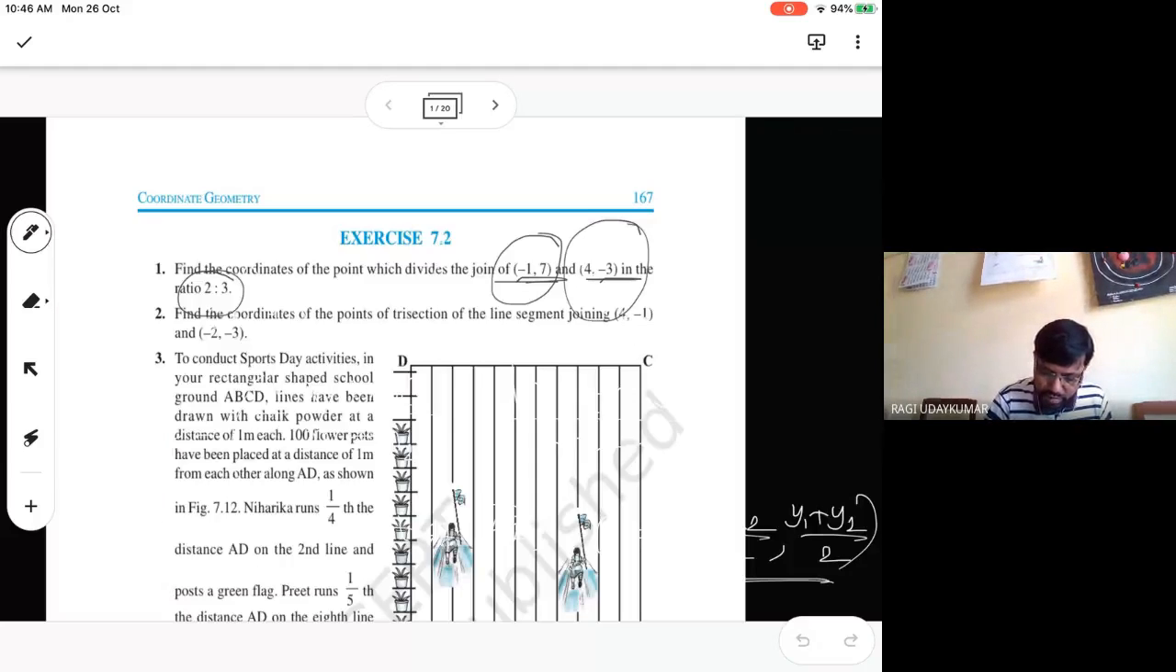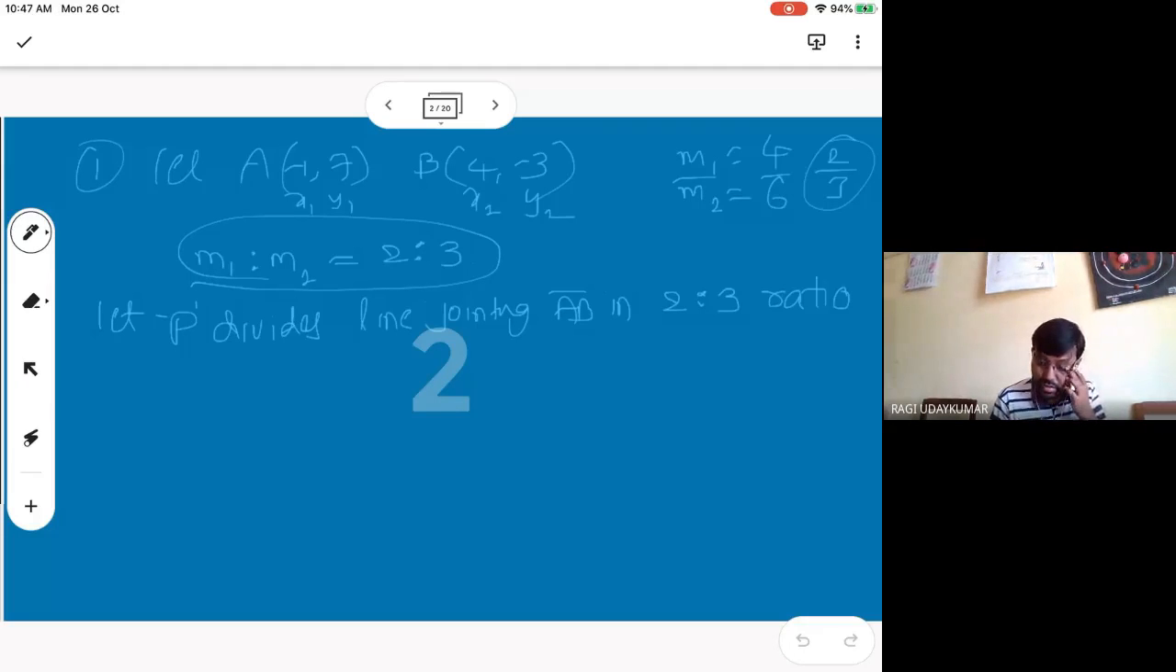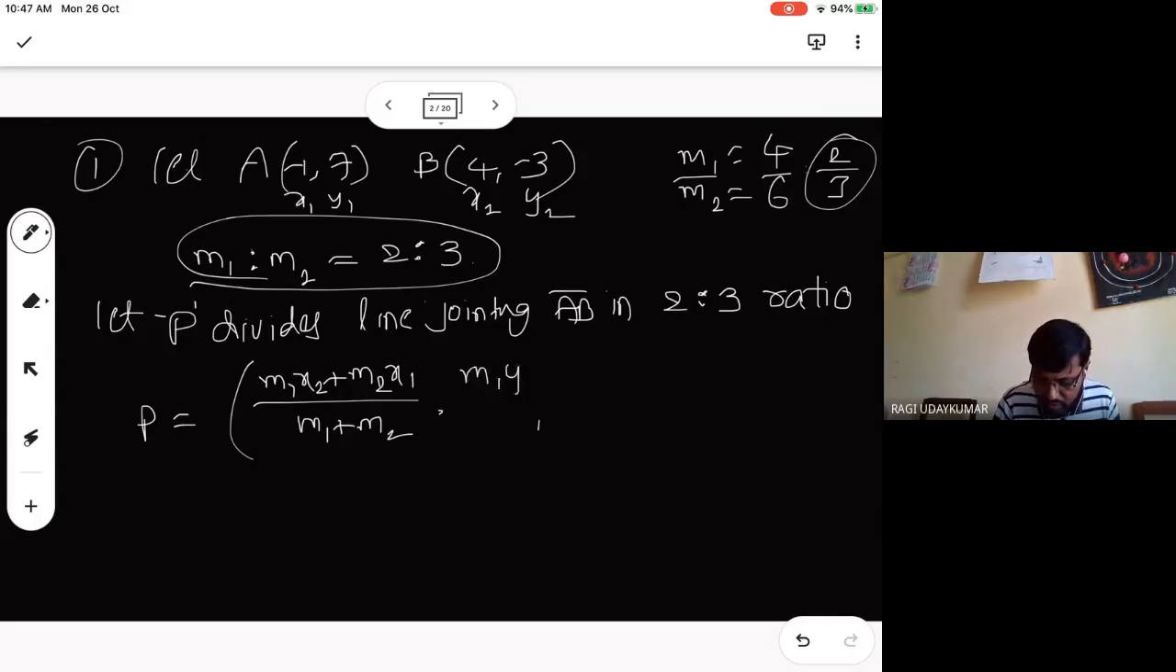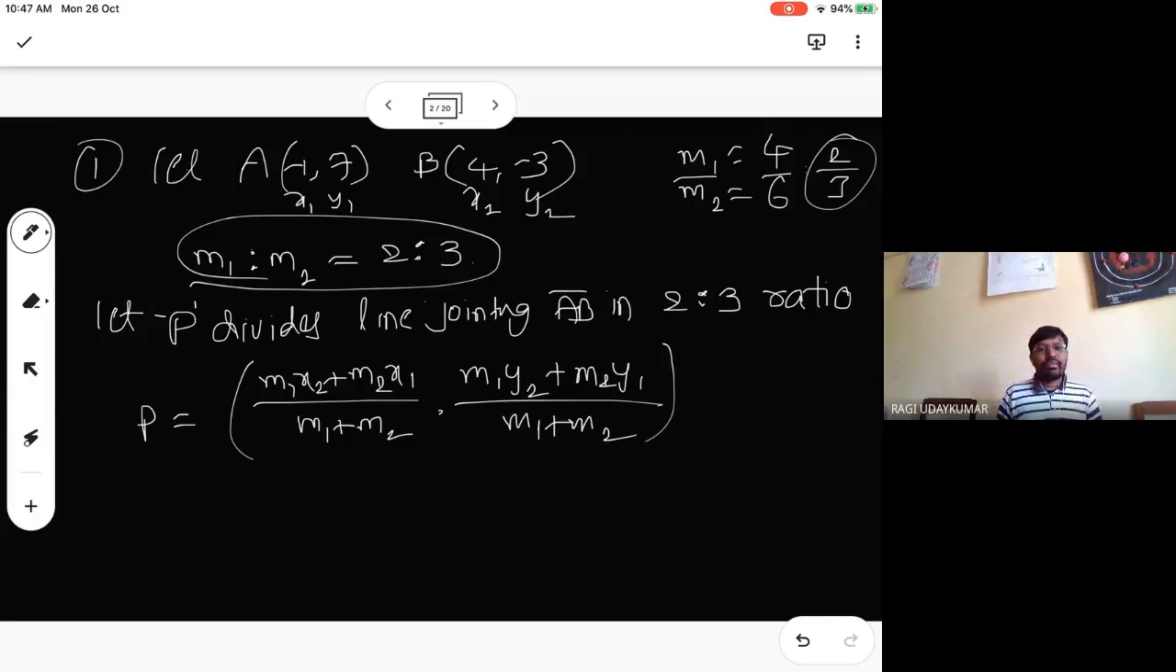Because in the section formula, what is the formula you are going to have? P is equal to (m1 x2 plus m2 x1) by (m1 plus m2), (m1 y2 plus m2 y1) by (m1 plus m2). See here, m1 and m2 in the numerator, and in the denominator also, they will be in the form of plus. So if you take 2 and 3 directly, you are going to get the correct answer.